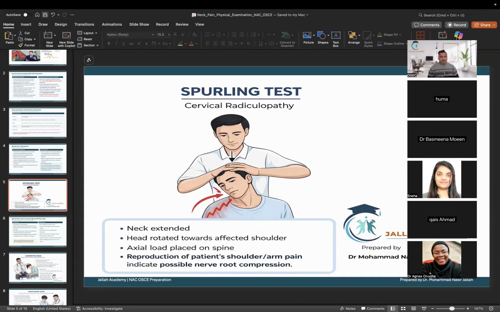Neck extension, head rotated toward the affected shoulder, axial load placed on the spine, reproduction of the pain in the patient's shoulder or arm indicates possible nerve root compression.